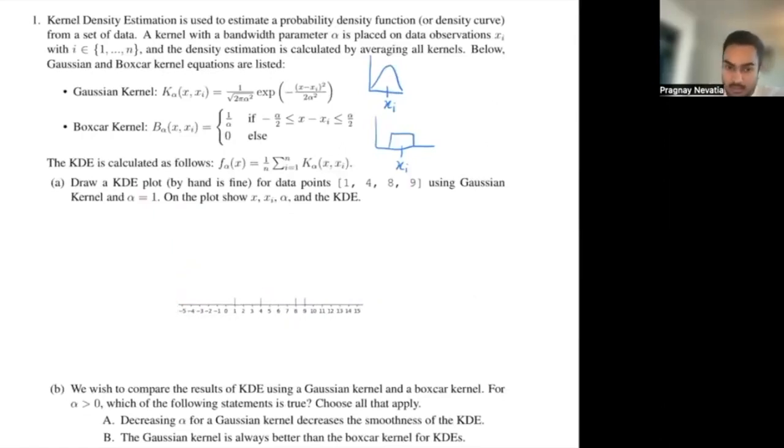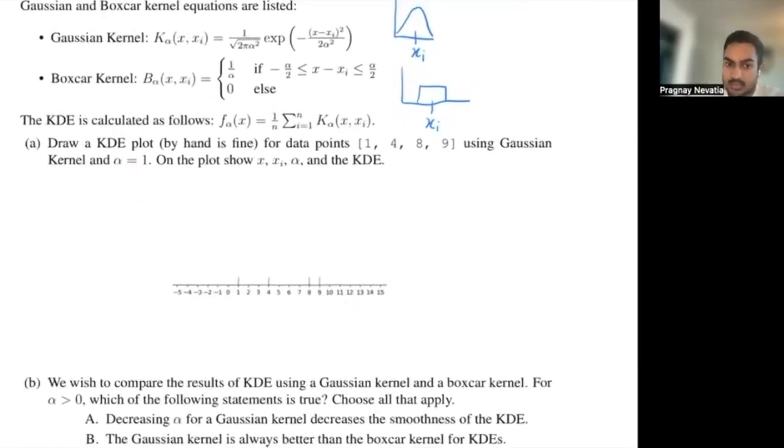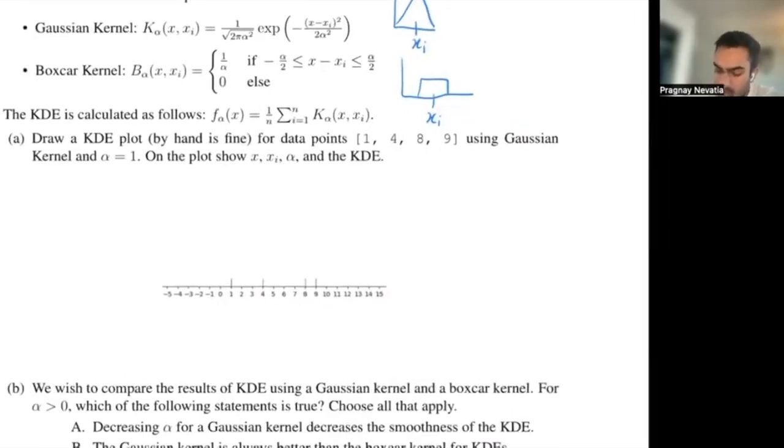So here I've done that for you. And you'll see that these are the data points on 1, 4, 8, and 9. And our goal is to use these data points to get a sense of the probability density of the data. So the first step that you need to do is make individual kernels around these data points. So I'm just going to do it very roughly here.